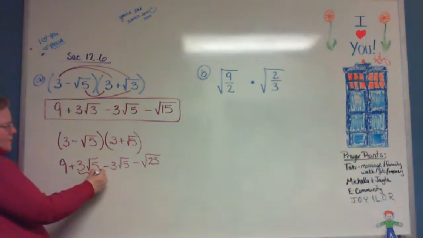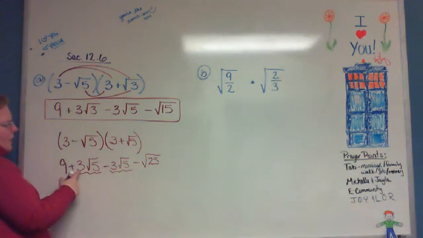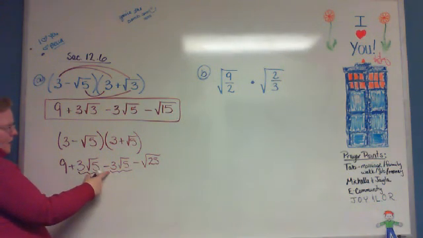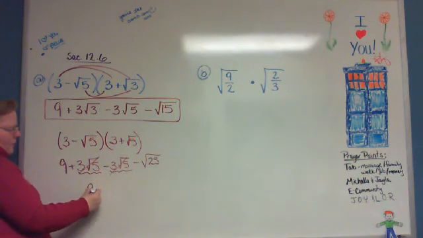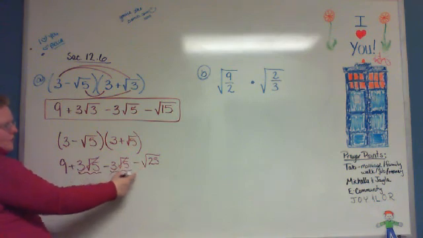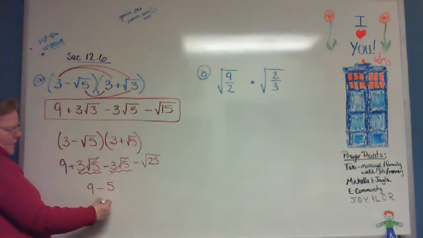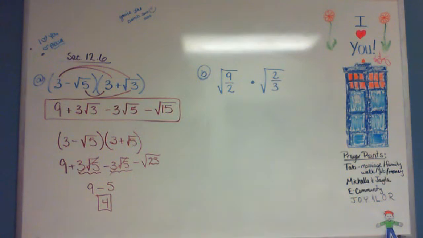Well, these are like terms. Positive 3 square roots of 5 and a negative 3 square roots of 5 are going to cancel each other out. And we're left with 9 minus square root of 25, which is 5. And we end up with just a 4. All because of that one number?